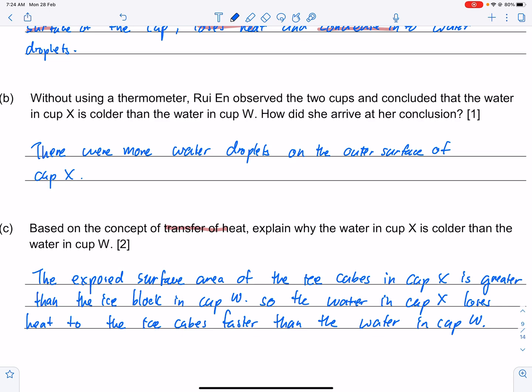Alright, so this would then result in the water in cup X being colder than cup W. Okay, very straightforward.